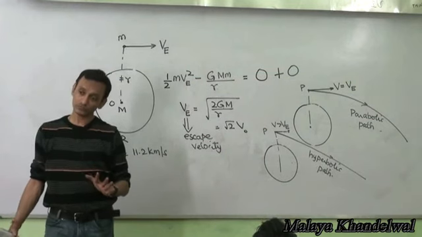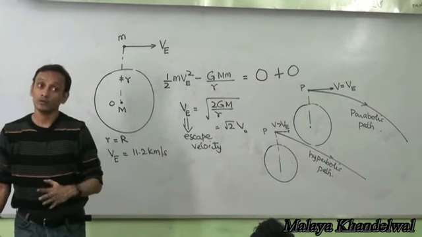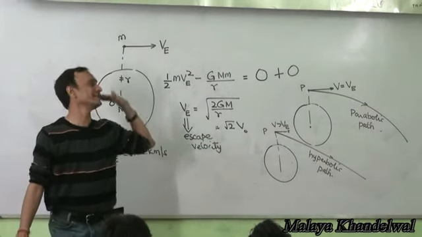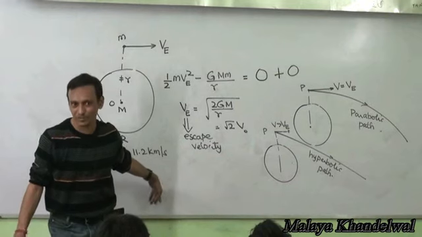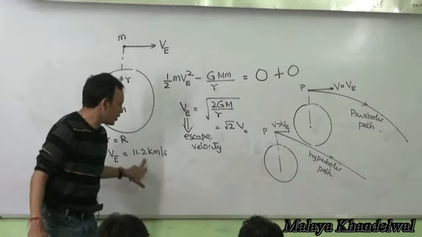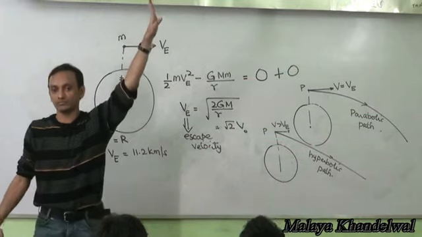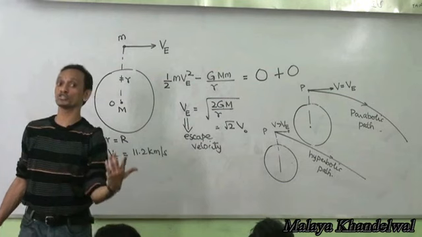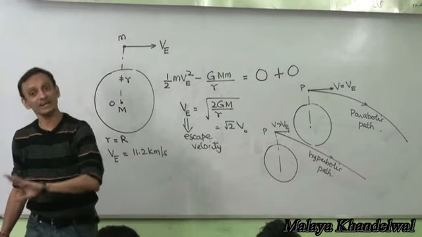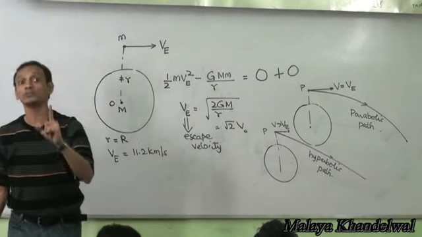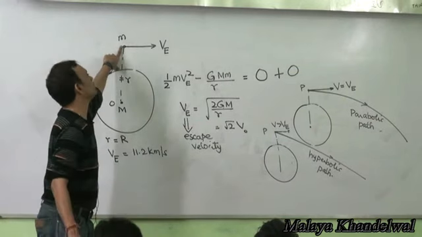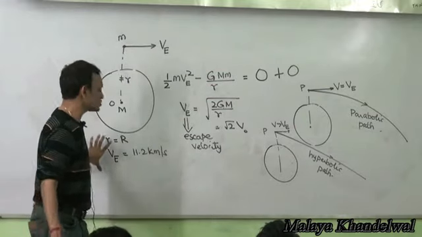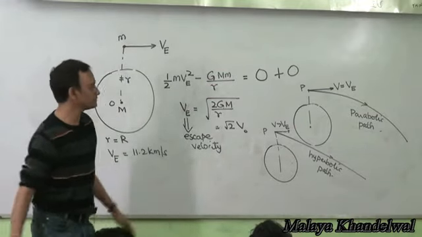One, you can impart this velocity to the particle at any angle and it will escape. It does not depend on the angle of projection. This velocity can be imparted at any angle, with any orientation given to it, and it will escape the gravitational pull. Number two, it does not depend on the mass of this body. The mass of the body will not determine the escape velocity. So these are things that you might want to remember.